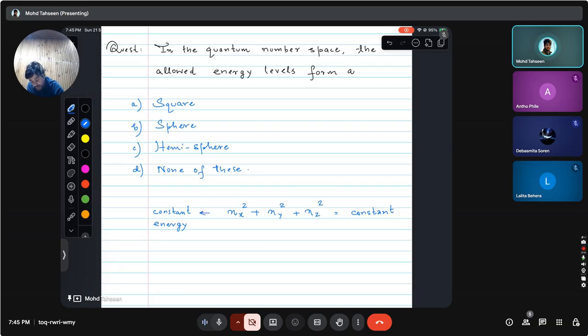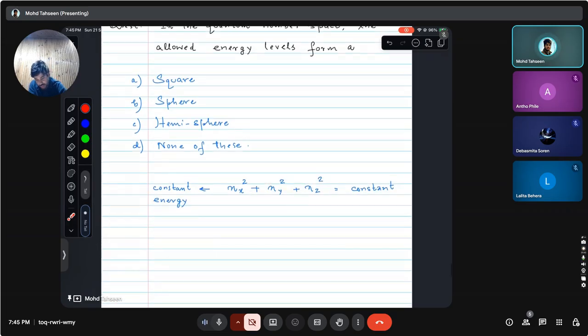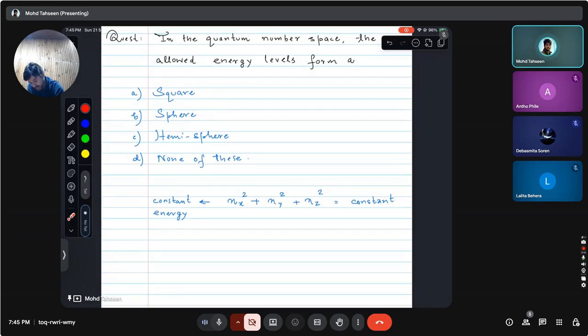So unless it is given that your energy is constant, we cannot say that this forms a sphere. Maybe in the question it should be included that the energy levels should be constant, or iso-energy surfaces, those are spheres. Now that's point one. I'm just discussing this question. If you want, you can mark sphere as the correct option, but there are some things that should be taken care of.